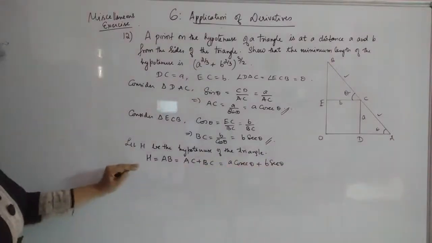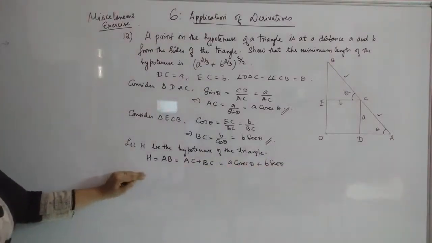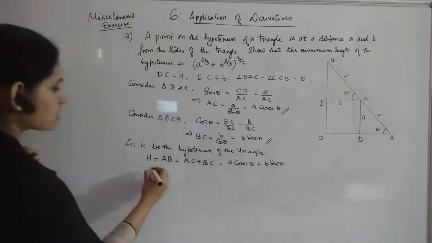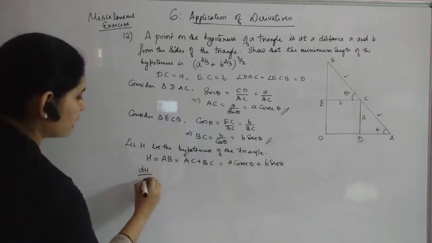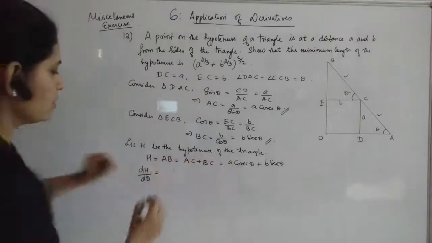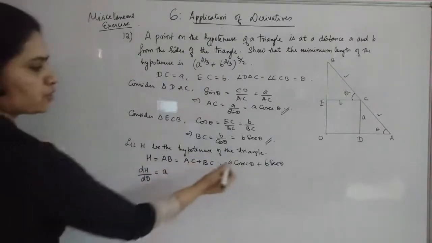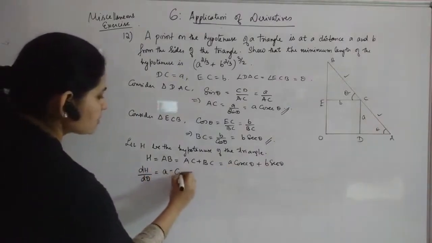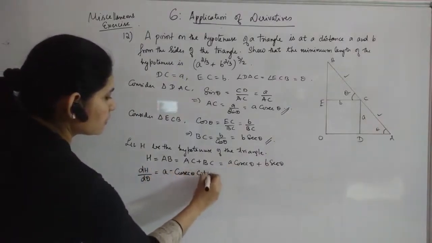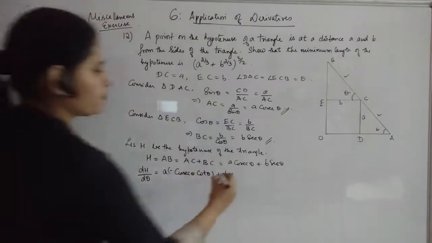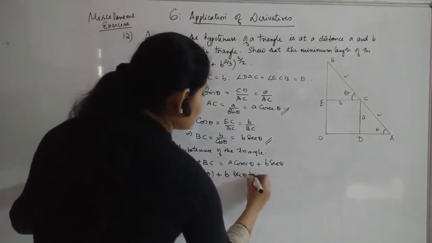Now you have to differentiate this twice. First derivative equated to 0 will give you the value of theta. So here h will give you dh by d theta. This will give you A into the derivative of cosec theta, which is minus cosec theta cot theta, plus B, and the derivative of sec theta is sec theta tan theta.